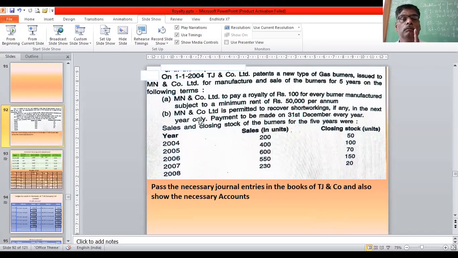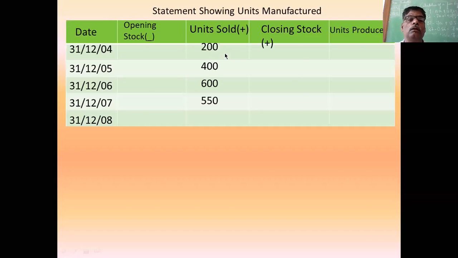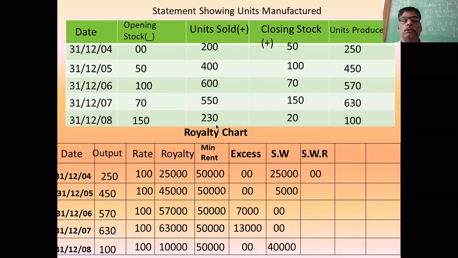I repeated this point. You see this. Short working is to be recovered in the next year only, means only 1 year time is given to you people. This 25,000 is to be recovered in the next only 1 year. Only 1 year time is given, not 2 years. By oversight, I had told 2 years previously. It is only 1 year time that is given.